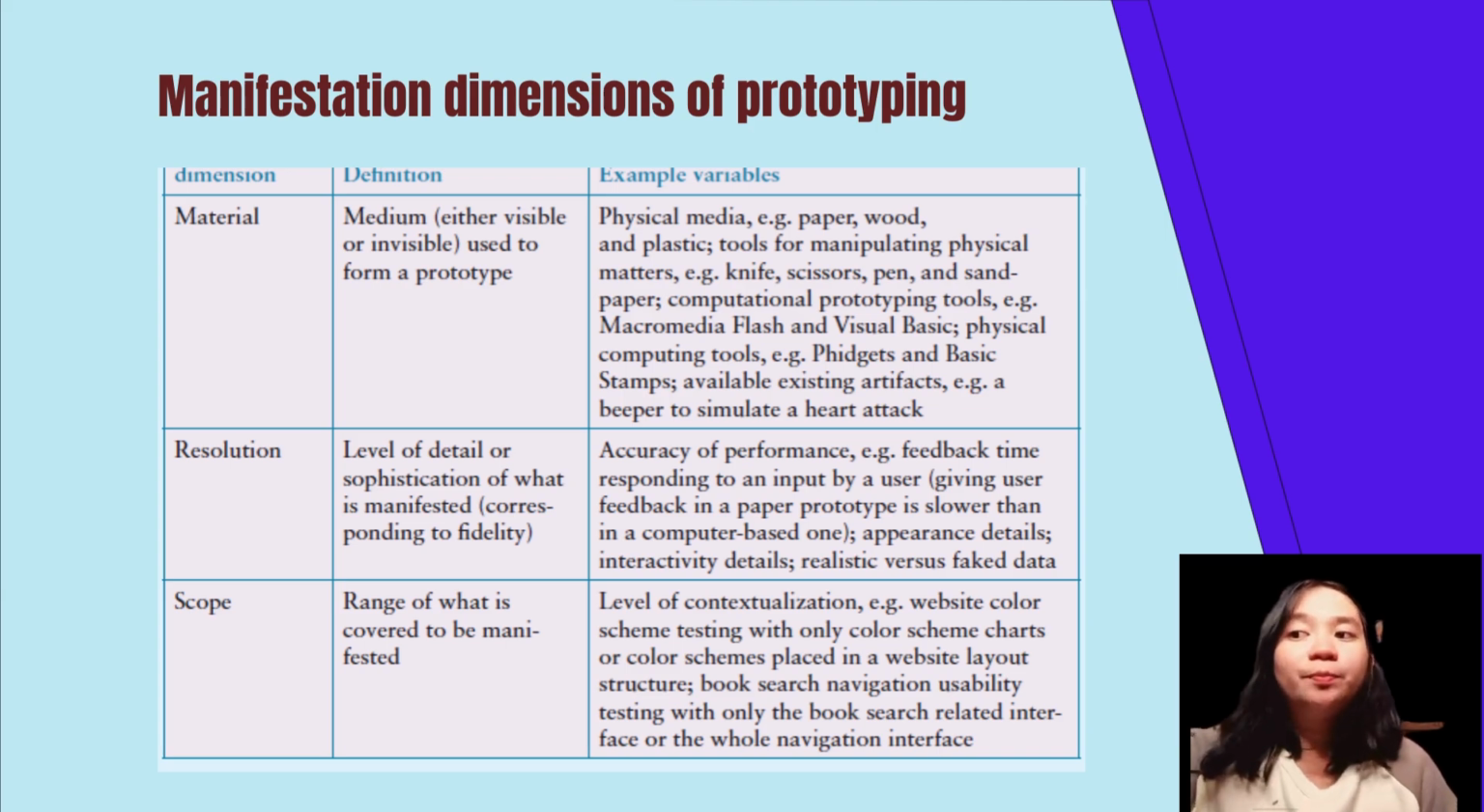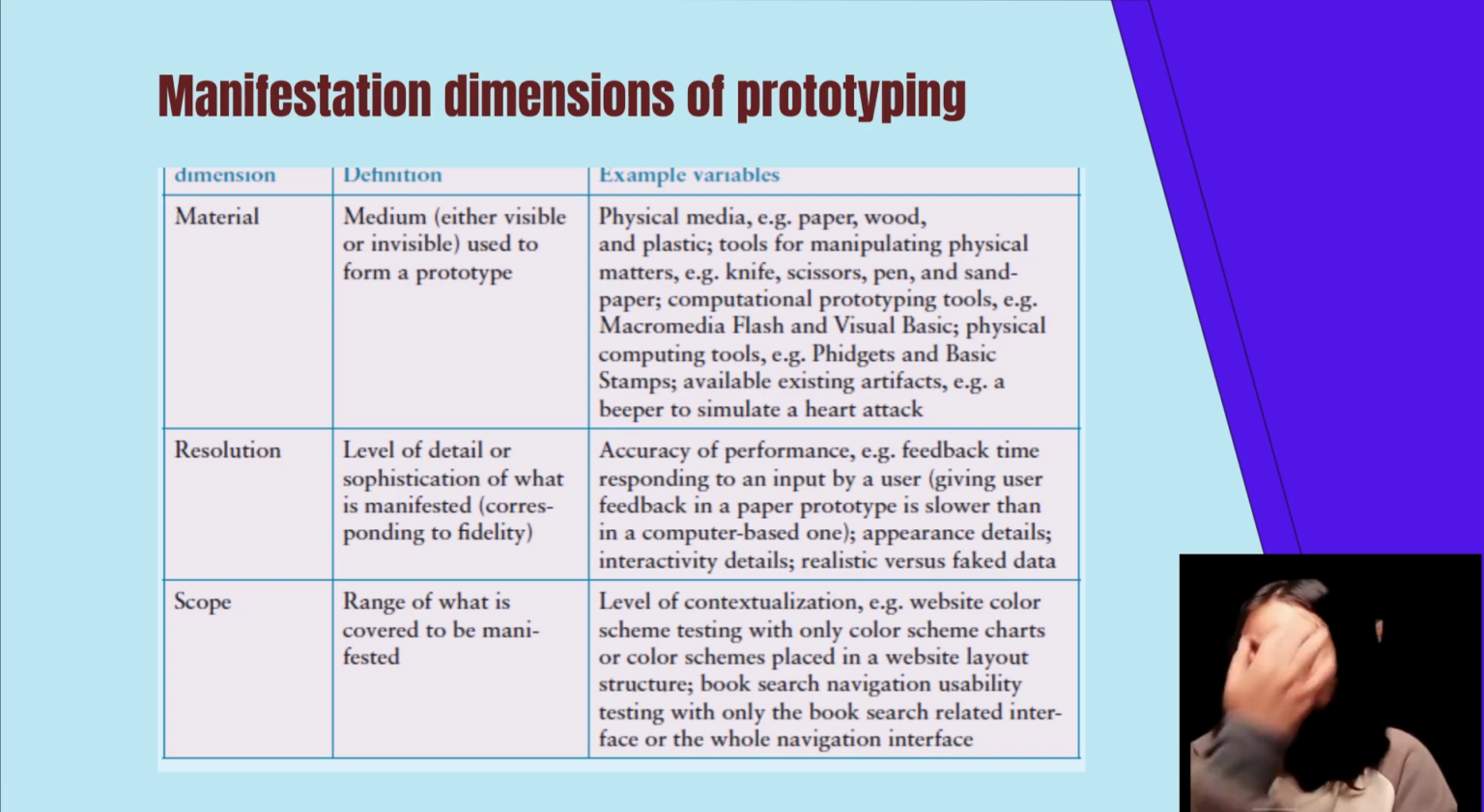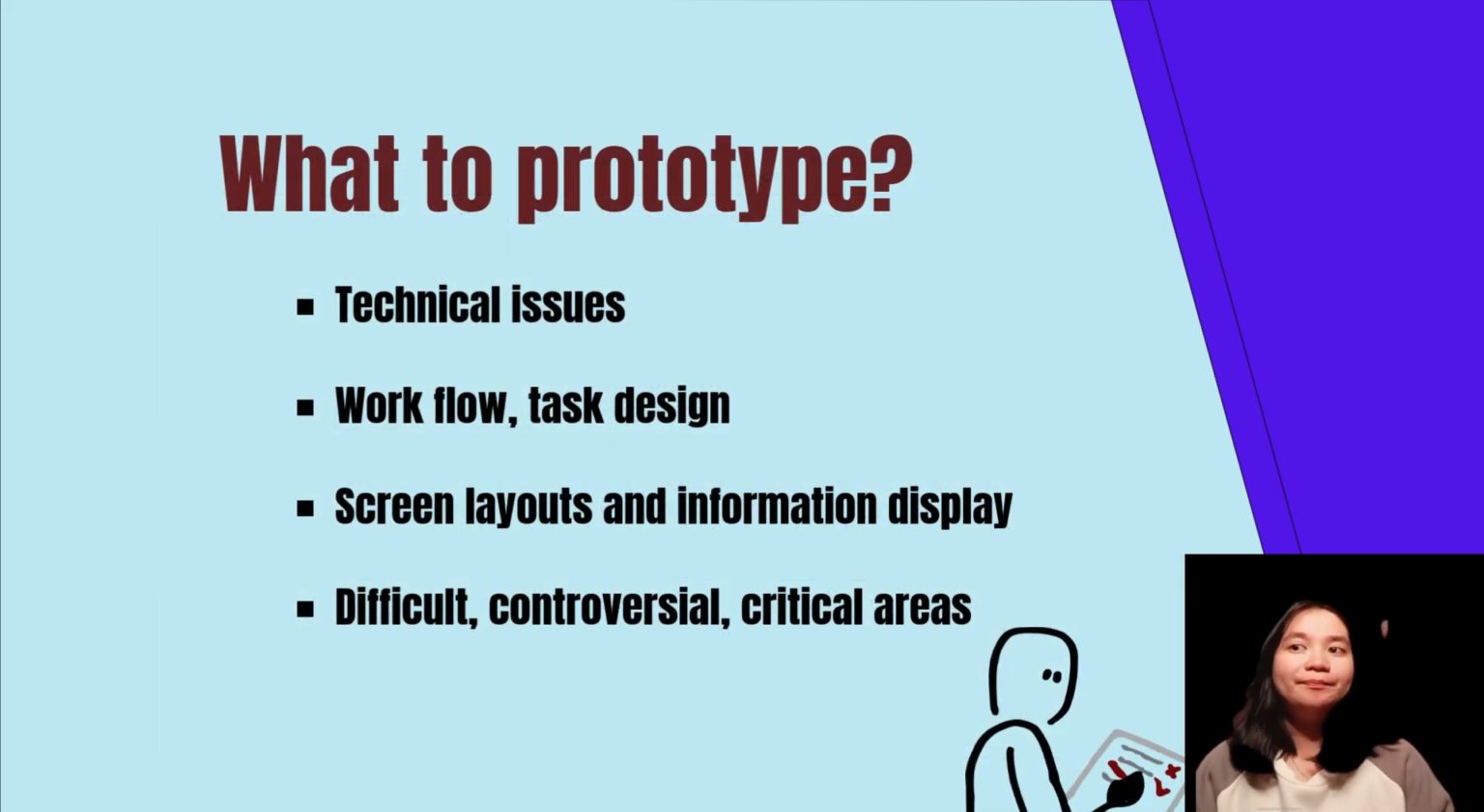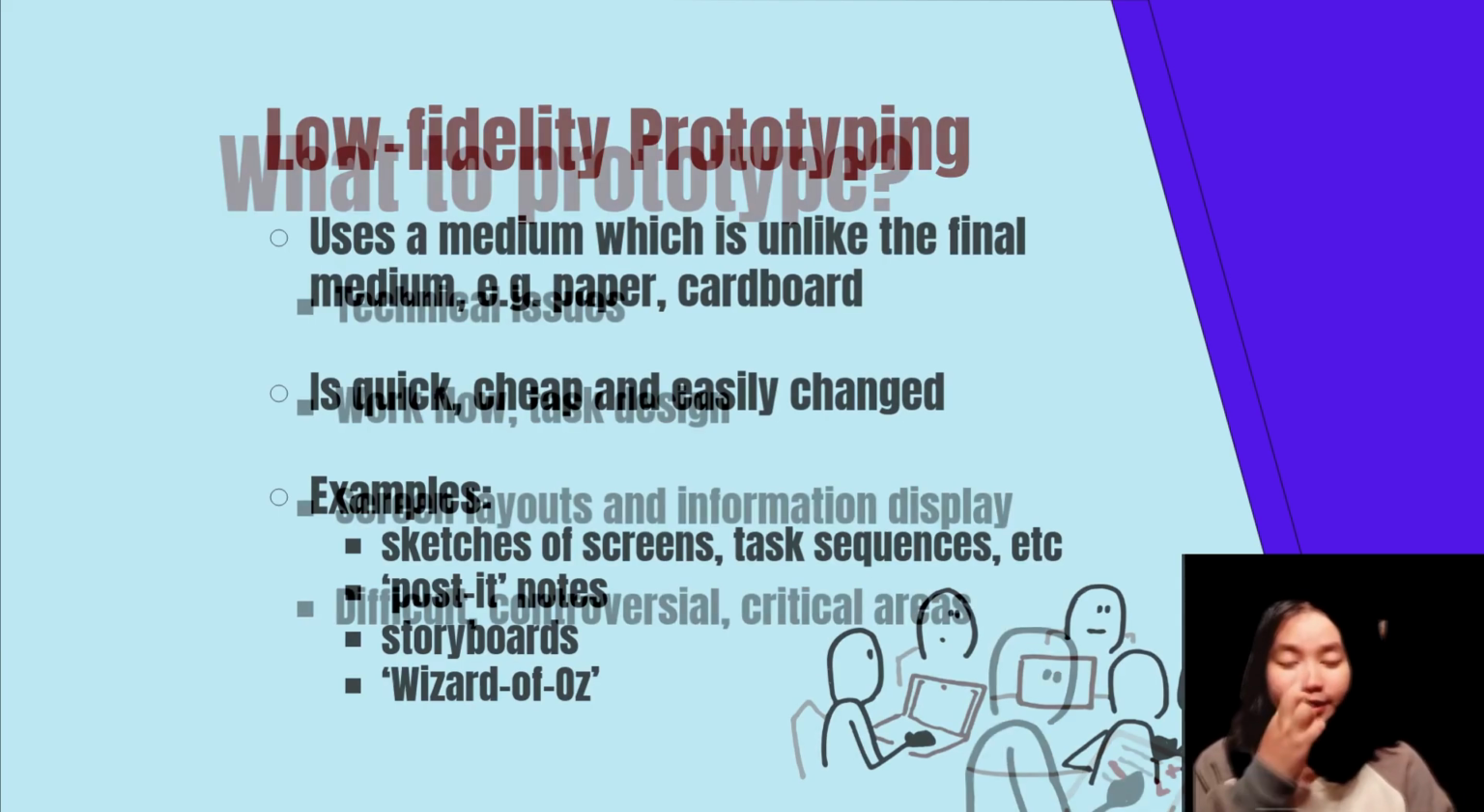And the third is scope. Scope is the range of what is covered to be manifested. An example is level of contextualization. What to prototype? Technical issues, workflow, task design, screen layouts, and information display. Difficult, controversial, and critical areas.